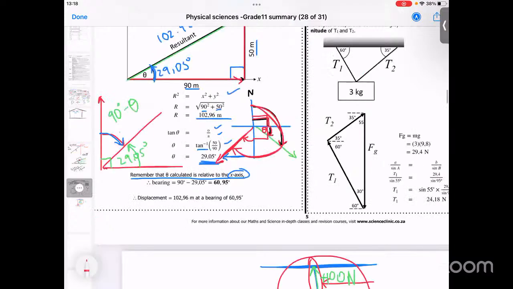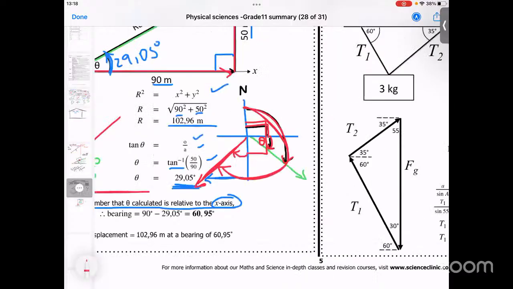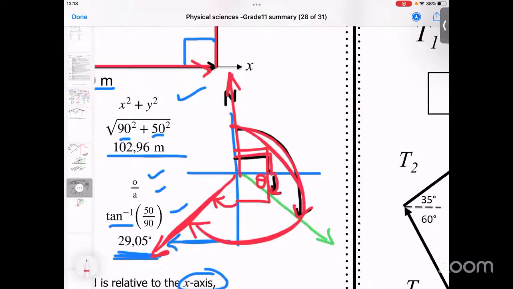So the bearing will be that angle which is measured from the y-axis in a clockwise direction. I hope that part makes sense.